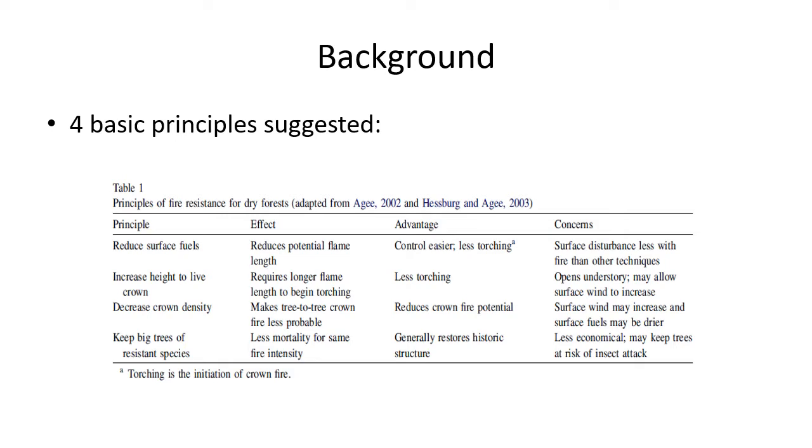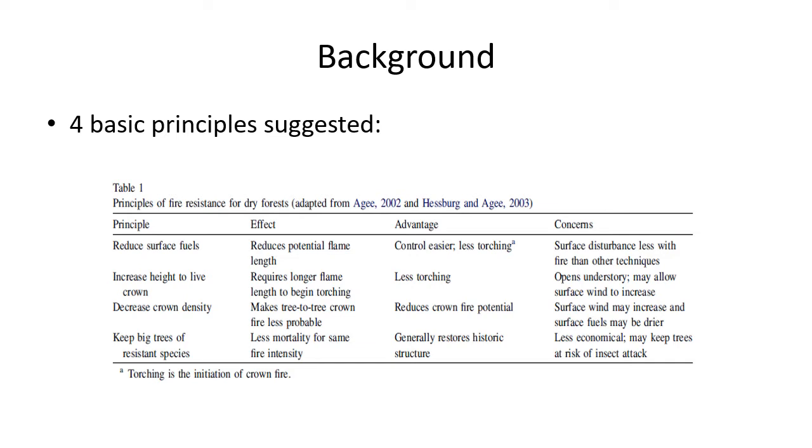In this paper, they lay out four basic principles that are maybe somewhat expected based on our current understanding of fire behavior. So here they are. The first one is to reduce fire hazard, we want to reduce the surface fuels. That's going to reduce our potential flame lengths, which is going to reduce torching and also make those fires a little bit easier to control, whether that's control from a prescribed fire perspective or a wildfire suppression perspective.